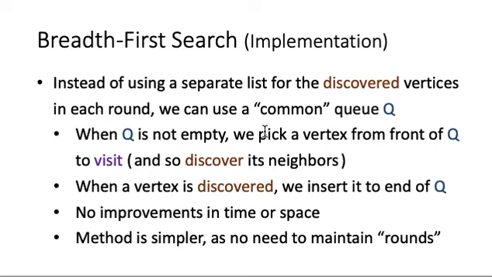So in that case, if we look at the queue, all the vertices of round 0 will be before all the vertices of round 1, which will be before all the vertices of round 2 added to the queue. And then we are going to process the vertices in this order, so we process the vertices according to rounds. When we apply this method, there is actually no improvement in time or space for the whole algorithm. But the implementation is much simpler because we do not need to maintain rounds, and we do not need to maintain a separate list for each round.